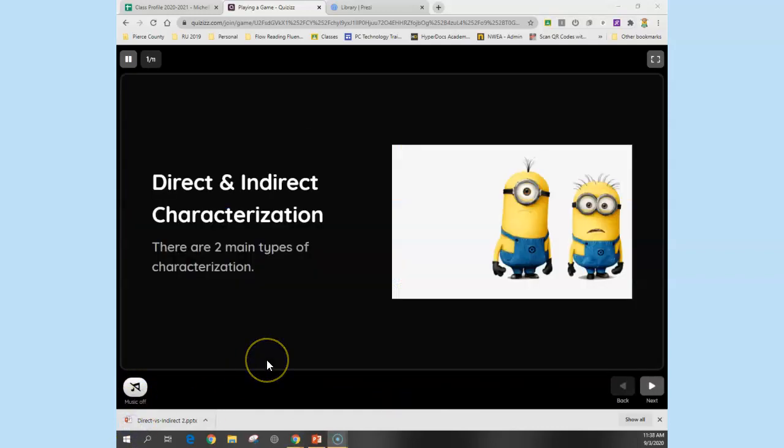And that's direct and indirect characterization. There's two main types. Direct, when the author tells you directly, gives you the adjective to describe the character, and indirect, when you have to look at what the character says, what the character thinks, the effects that character has on other people, the way the character acts, the way the character looks. That's the indirect characterization when the adjective is not provided.